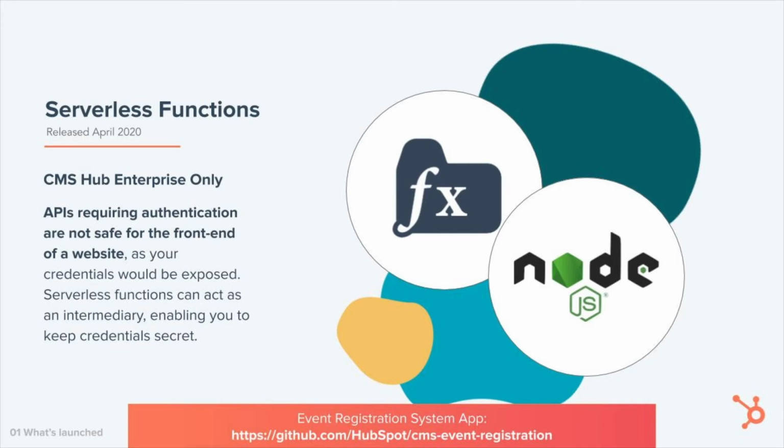You can build dynamic calculators, make use of HubSpot API endpoints to push and pull information, or use them to pass data to third-party applications. If you want to really see a good example of something you can build with serverless functions, I encourage you to take a look at our event registration system app on GitHub.